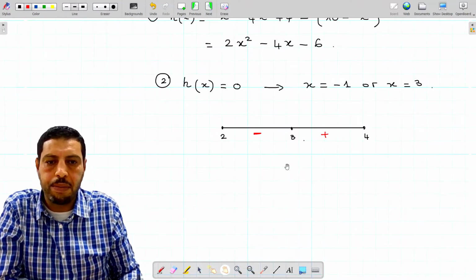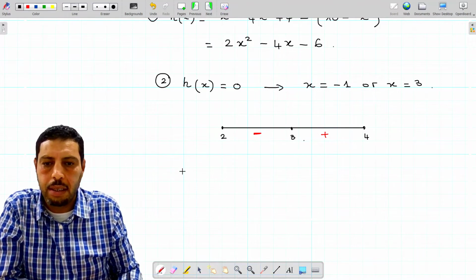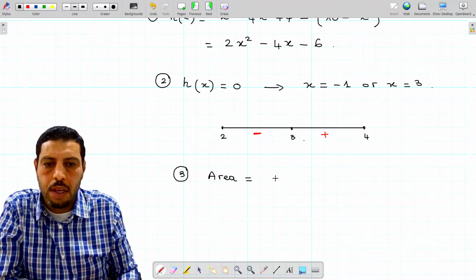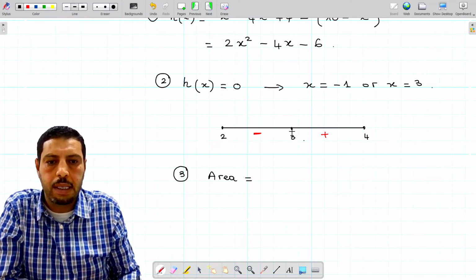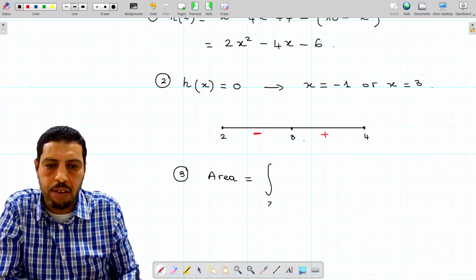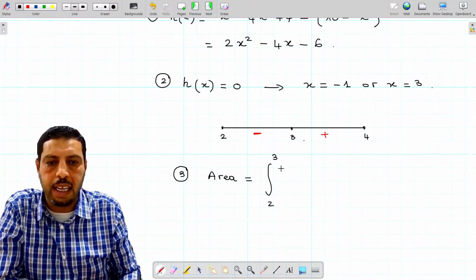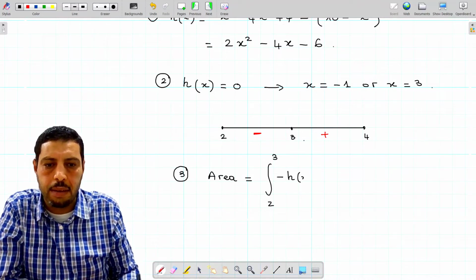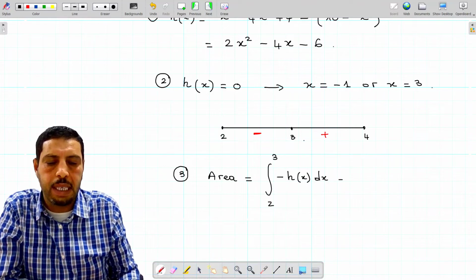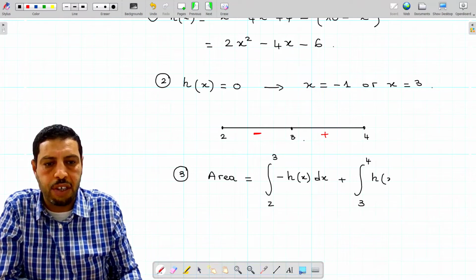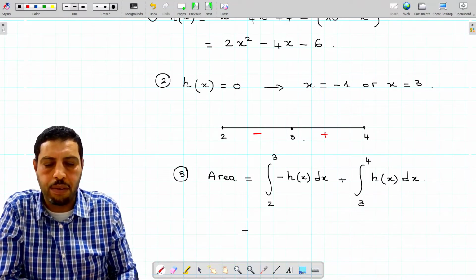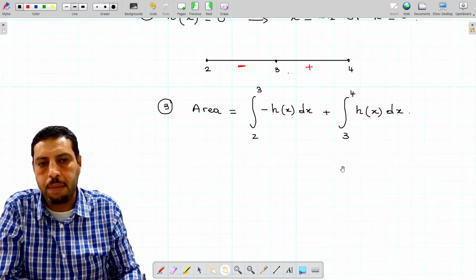Now, how to compute your area? You just write that the area is equal to, and here, you have to split your integral into two integrals, which are the integral between 2 and 3, and between 3 and 4. Between 2 and 3, the h is negative, so we have to consider minus h of x dx. And for the second interval, which is 3, 4, h of x is positive, so we're going to consider h of x dx, and we have to write our two integrals or compute them separately if you want.